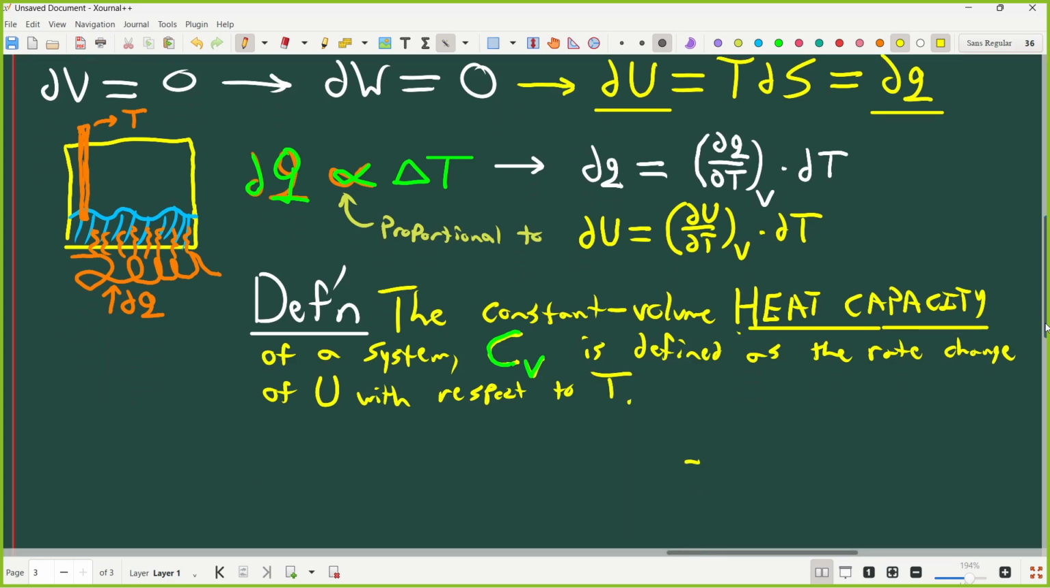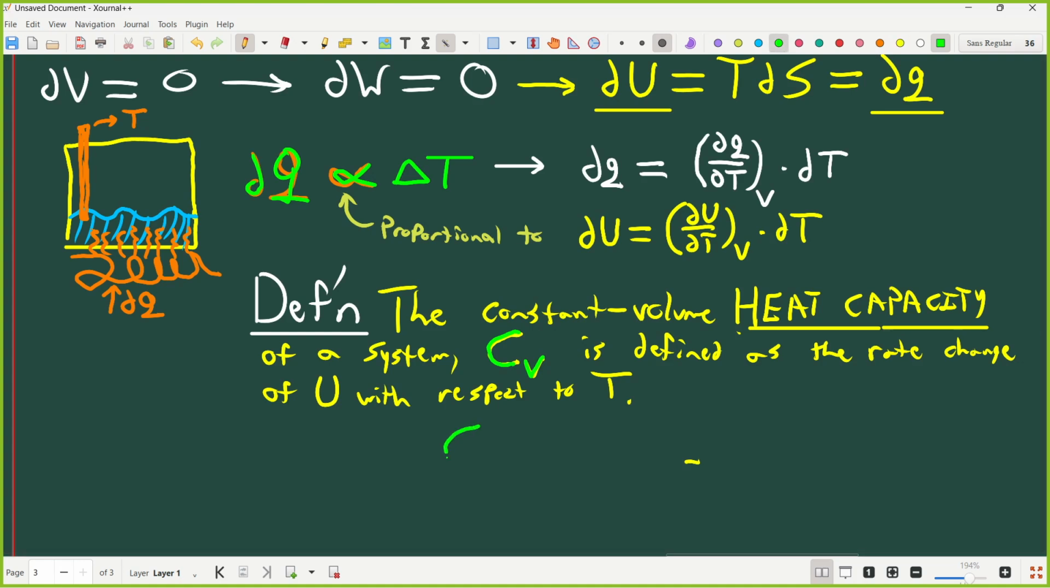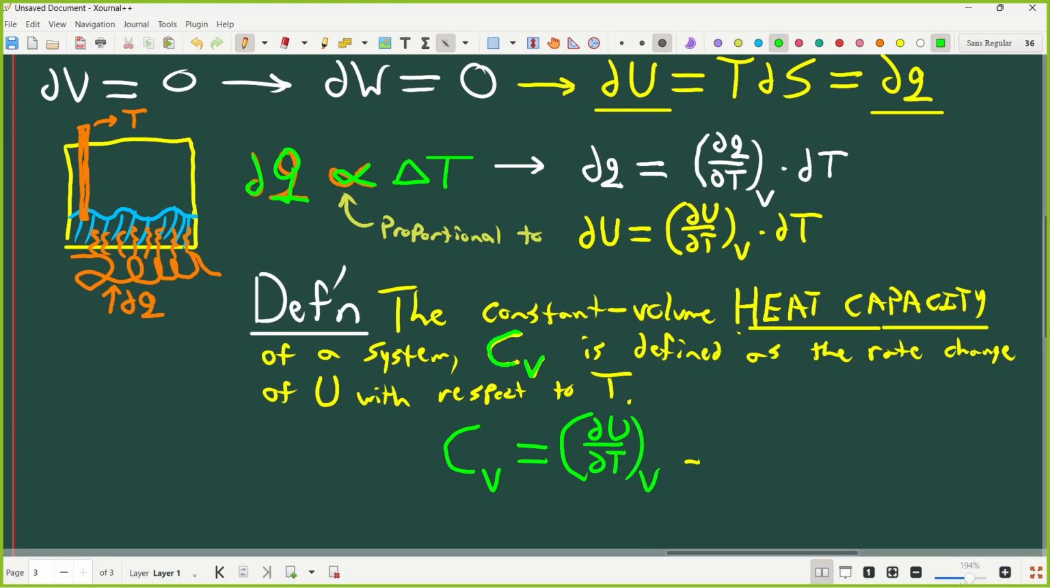Okay, so the heat capacity of a system is defined as the slope of the energy as a function of temperature at constant volume. Okay, and the units of this are very easy. It has the same units as entropy, right? It's energy units divided by temperature units. So the units of a heat capacity are joules per Kelvin.